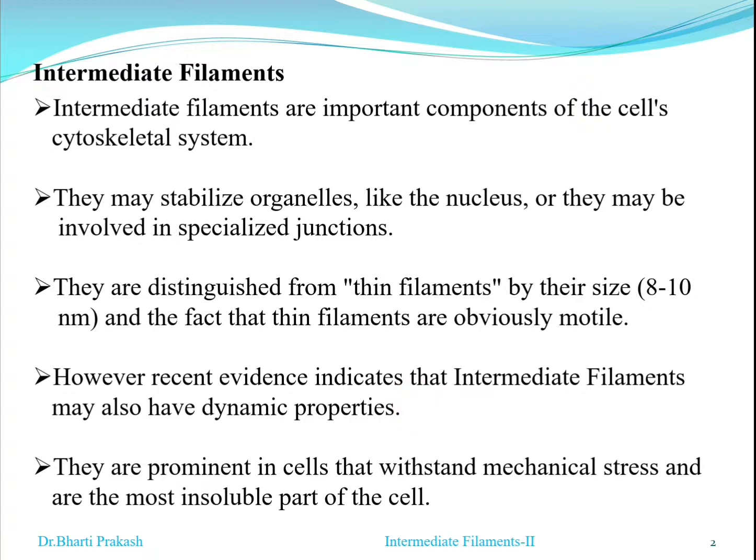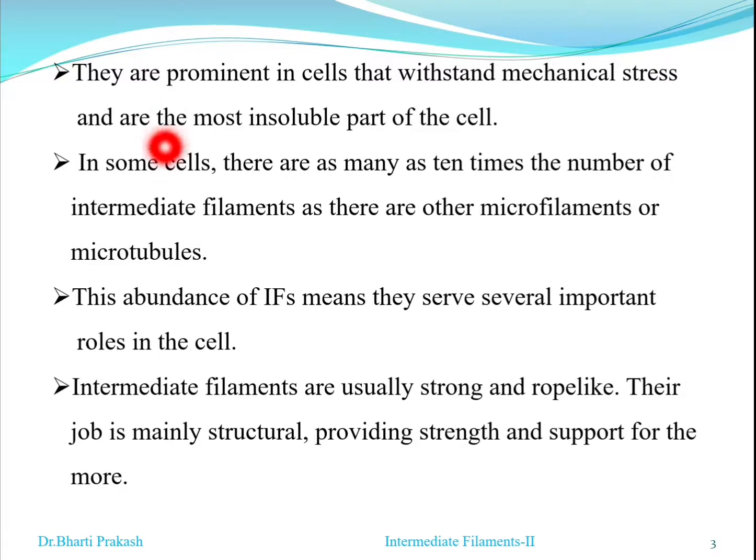They are prominent in cells that withstand mechanical stress and are the most insoluble part of the cell. In some cells, there are as many as 10 times the number of intermediate filaments as there are microfilaments or microtubules. Their abundance in number suggests that they serve several important roles in the cell. Intermediate filaments are usually strong and rope-like. Their job is mainly structural, providing strength and support for the cell.